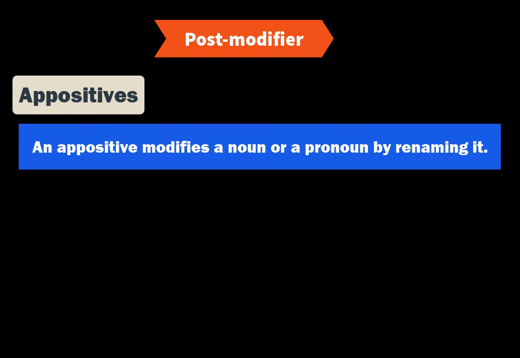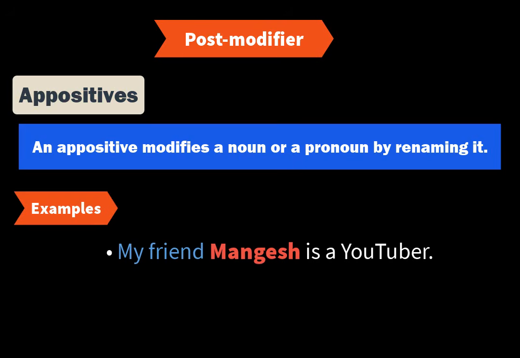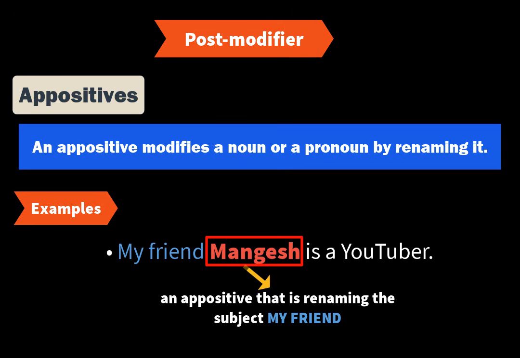Now let's look at the last type of a post modifier, an appositive or an appositive phrase. Now what is an appositive? Okay, it's very simple. An appositive in English is nothing but a word or a group of words that renames a noun, that renames the subject of the sentence. Simple. Let me show you how. My friend Mangesh is a YouTuber. So Mangesh here is my appositive because it's renaming the noun, it's renaming the subject friend. My friend, whose name is Mangesh, is a YouTuber. So Mangesh is a post modifier here, giving information about the noun friend. What is his name? Mangesh.